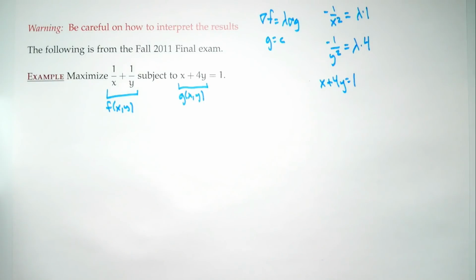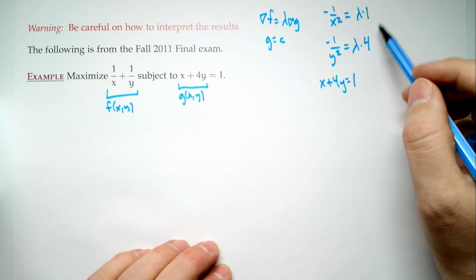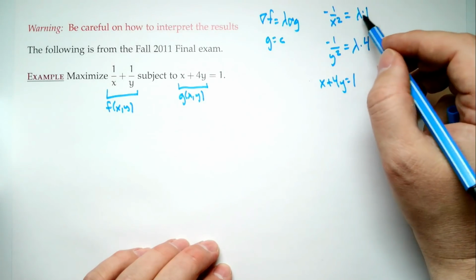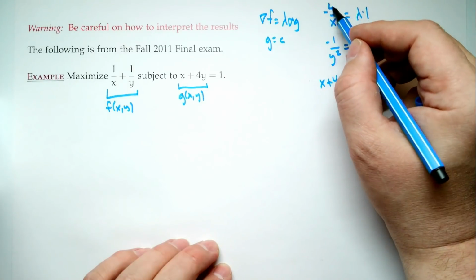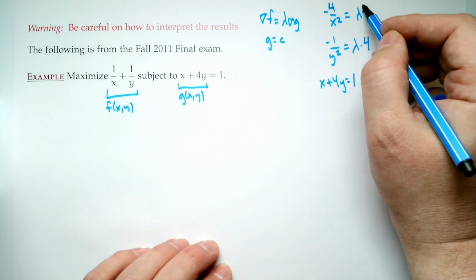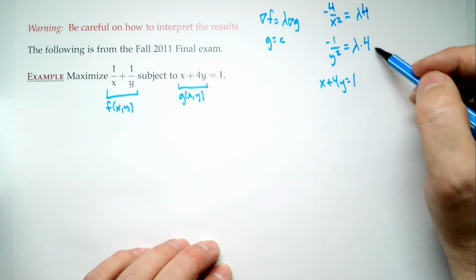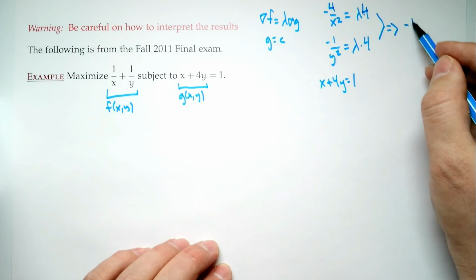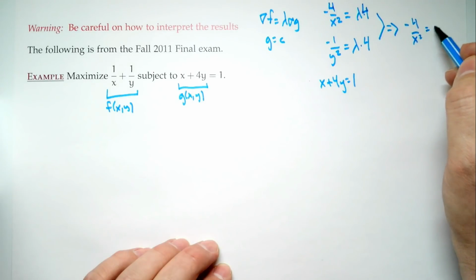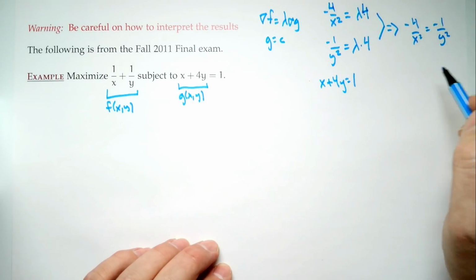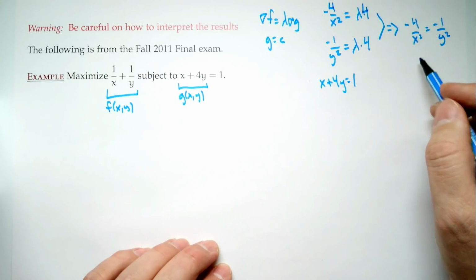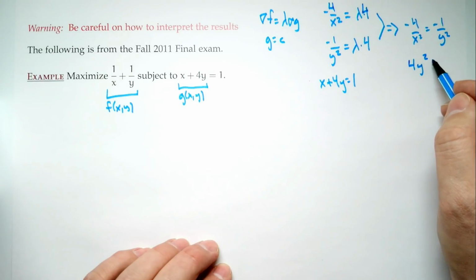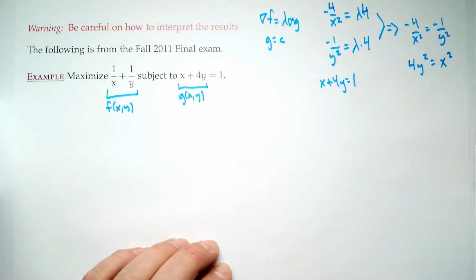All right. Well, combining these two equations here, you'll notice they're almost the same. So in fact, if I were to multiply the first equation by 4, so it becomes minus 4 over x squared is lambda times 4, I say, aha, now they really are the same, so that I can combine these together to minus 4 over x squared is equal to negative 1 over y squared. Cross multiplying, we get that 4y squared equals x squared. I also got rid of the negatives.